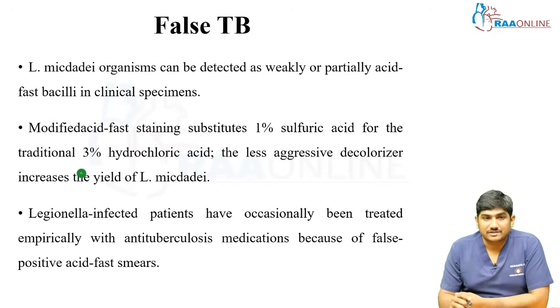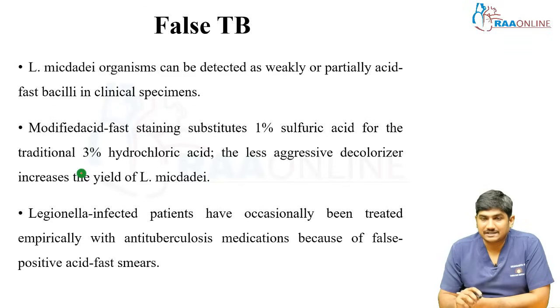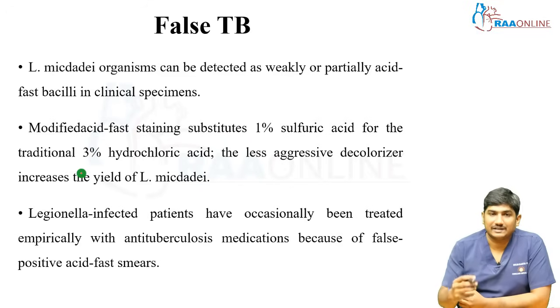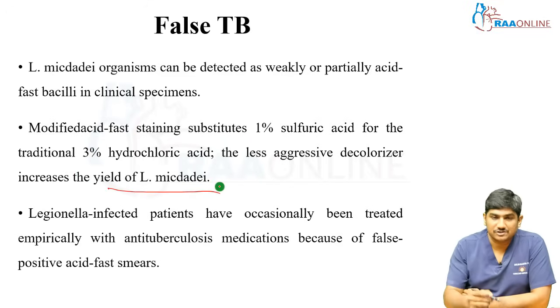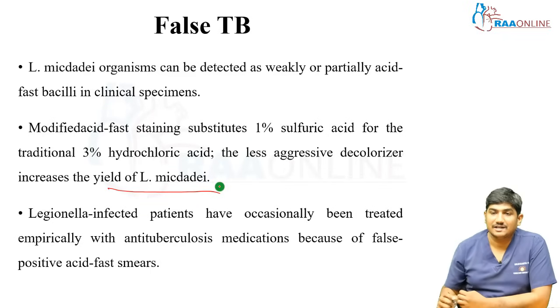Sometimes this can be misdiagnosed as tuberculosis because Legionella micdadei organisms can be detected as weakly or partially acid-fast bacilli in clinical specimens. Modified acid-fast staining usually substitutes 1% sulfuric acid for the traditional 3% hydrochloric acid. This substitution makes a less aggressive decolorizer so that there will be a better yield of the organisms. That can show you Legionella micdadei. Legionella-infected patients have occasionally been treated empirically with anti-tuberculous medications because of such false positive acid-fast smears.